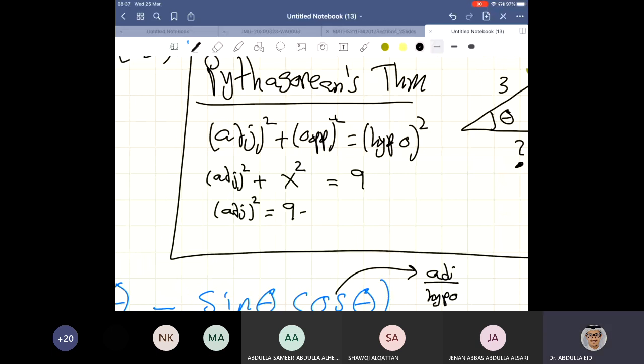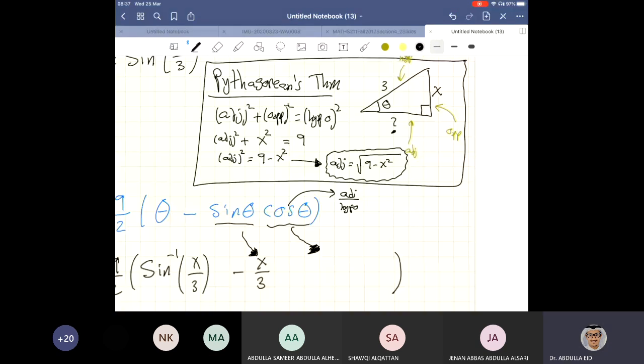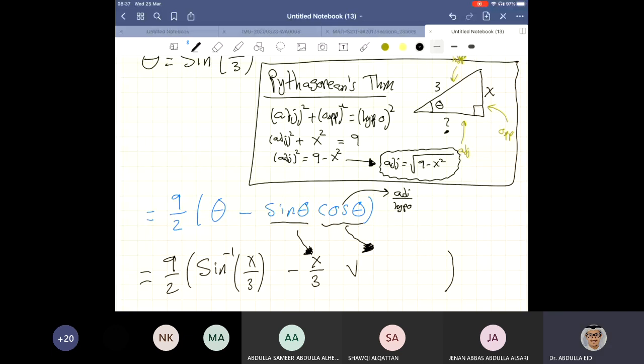Now we take x squared to the other side. It would be 9 minus x squared. So if you want only the adjacent, you will get the square root of 9 minus x squared. And that's how you find the adjacent. And all you need to do next is to write it down up here as a final answer: square root of 9 minus x squared over 3.